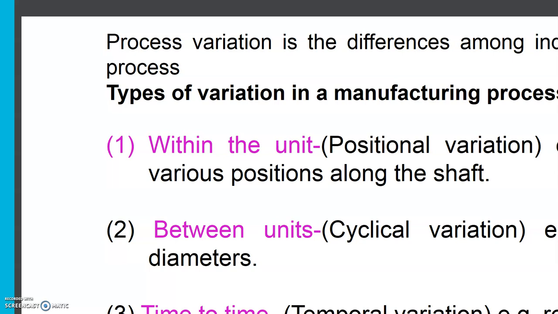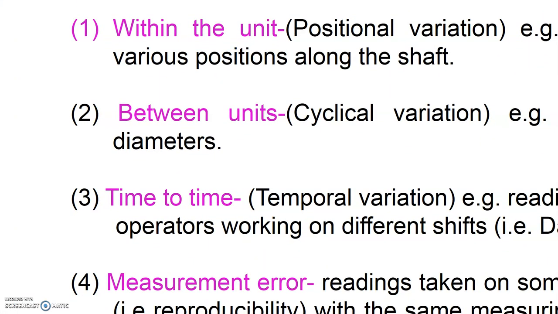One ruler, if you measure the thickness from different locations of the ruler, you will get different values. That is variation within the unit. Second one, between the units. That means you have 3 rulers. You measure with the same locations. That means it's a center point. The 3 center points have different values among the 3 rulers. That is between the units.